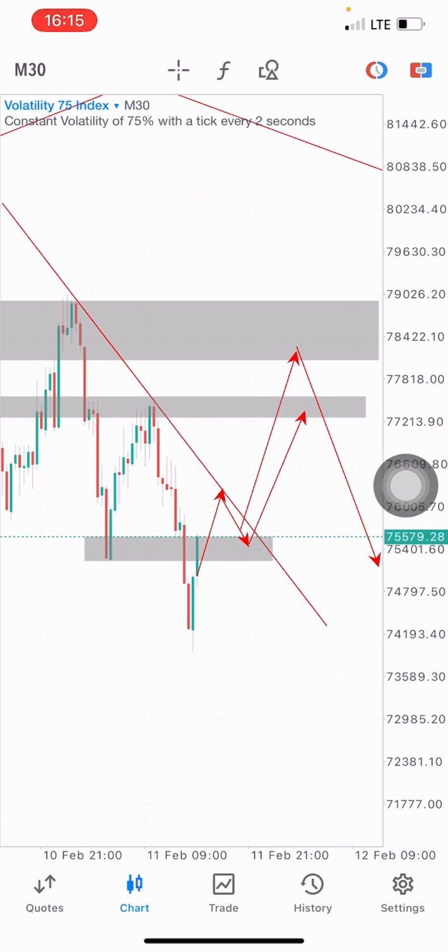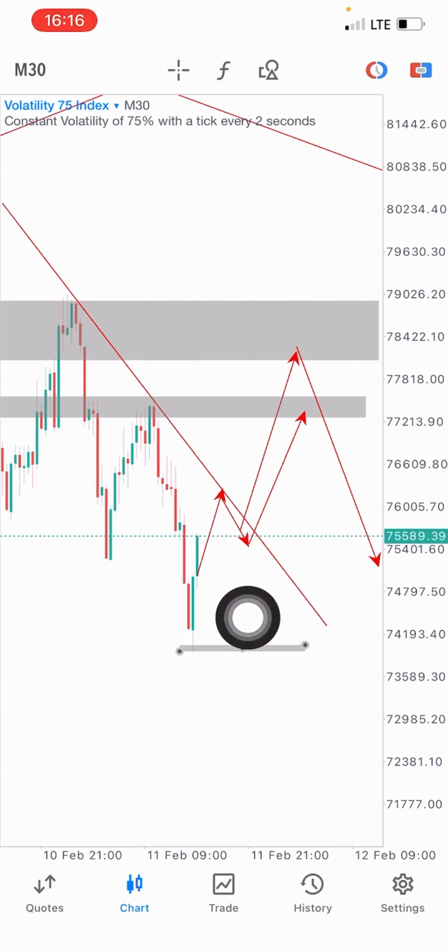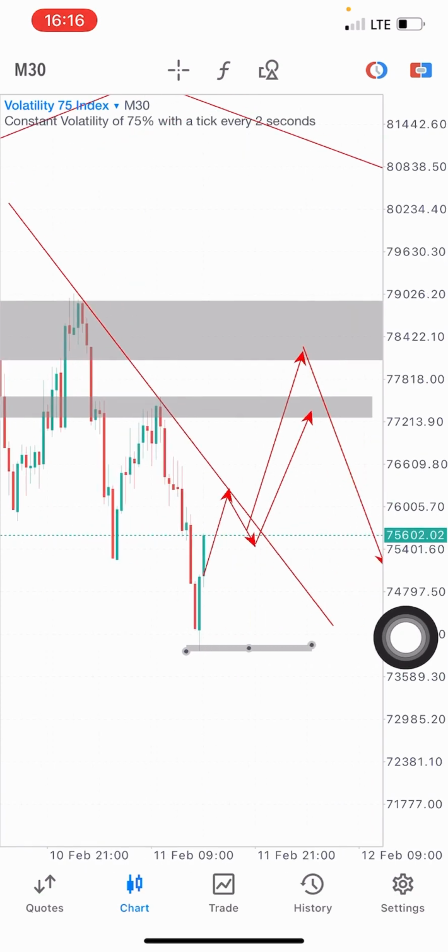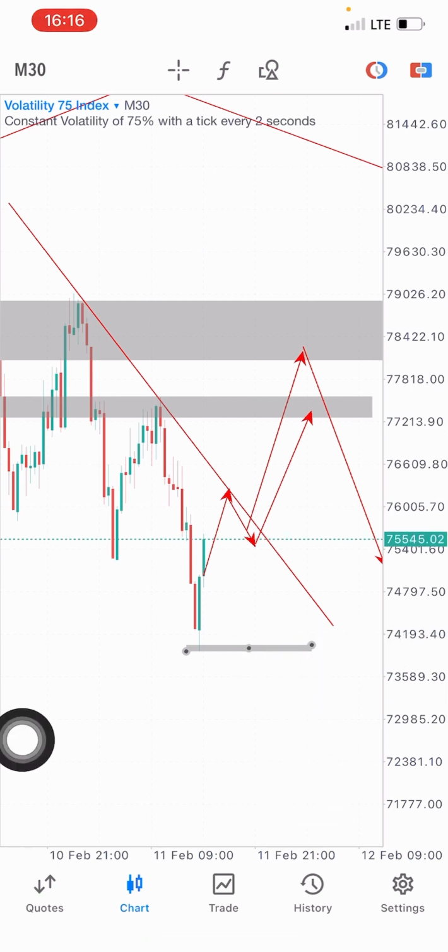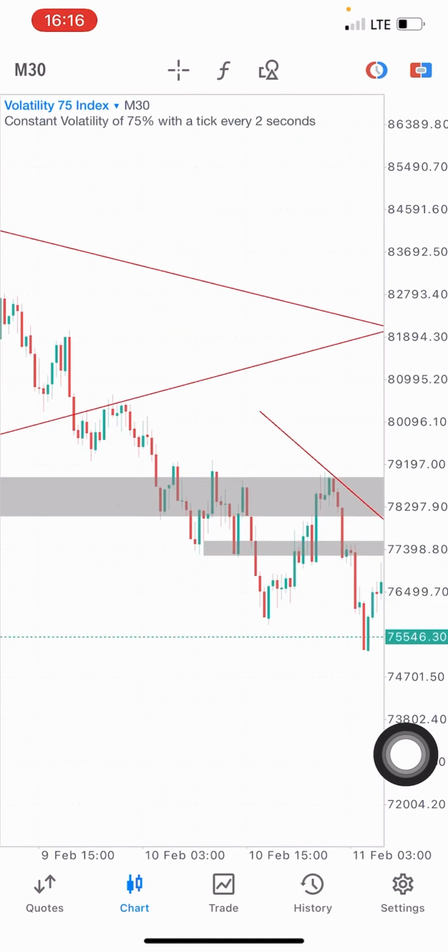If I'm to take any entry to the downside now, it's going to be when price breaks below this area. I want price to break below this area here. So once price breaks and closes below this area, I'll be looking for a sell to the nearest support zone I see in the market. I'll sell from this area to the nearest support zone I see using the previous data analysis.